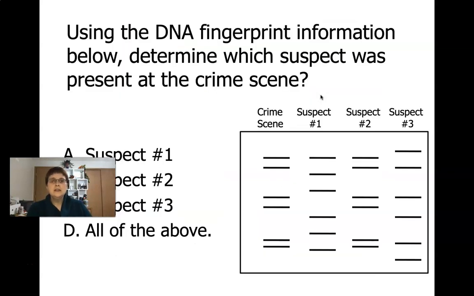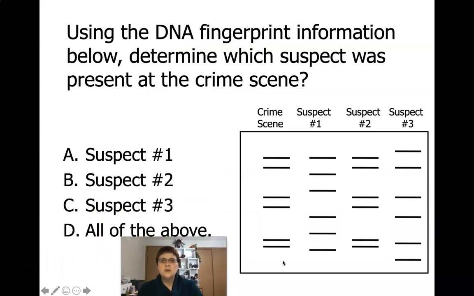So let's take a look. I do have a multiple choice question on this one. So using this DNA fingerprint, which suspect was present at the crime scene?